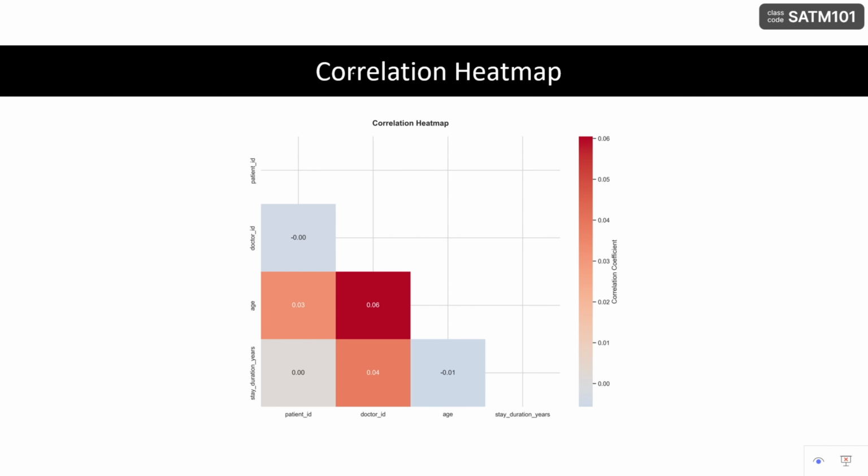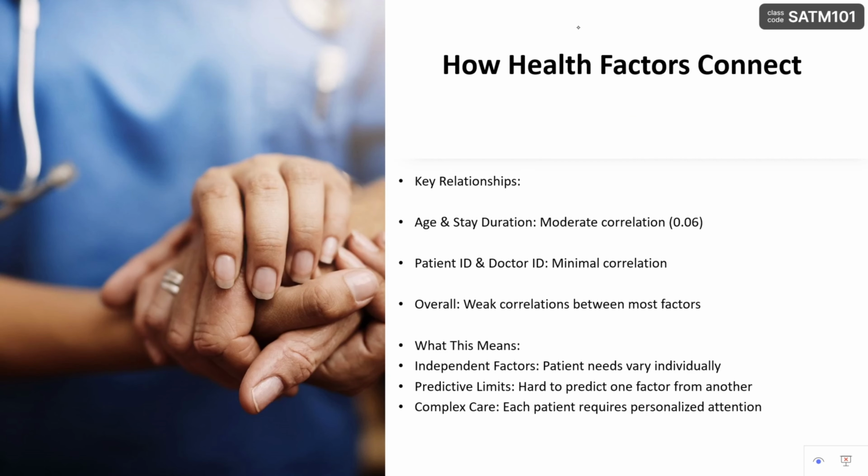So now let's go to the correlation heat map. So we can see our data for the correlation heat map: patient ID and stay duration in year, patient ID and age, patient ID and doctor ID, up until age. So how do healthy factors connect?